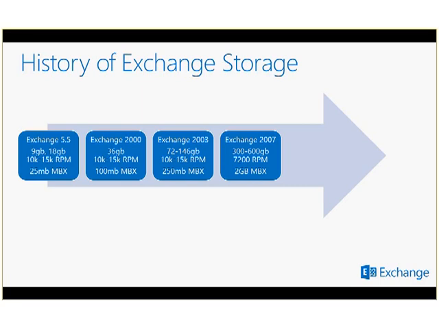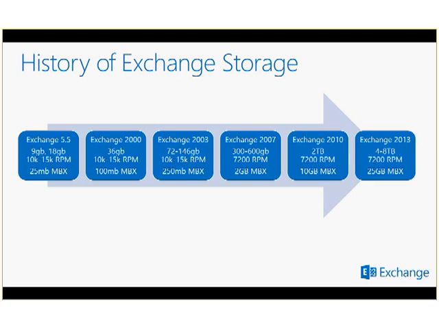All right, 2010 continued the trend. Still 7,200 RPM, that was fine for a SAS drive. 2 terabyte drives were now commonly available, and we started to see the 10 gig mailbox happen. And once again, in 2013, we expect 4 and even 8 terabyte drives to become commonplace during the life cycle of 2013. And we're still cool with 7,200 RPM drives, right?